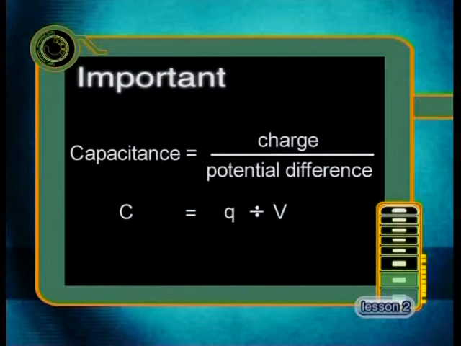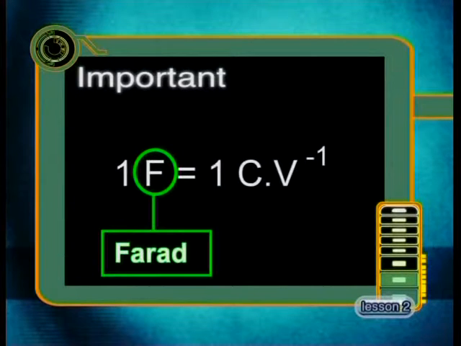The ratio between the amount of charge stored and the potential difference between the plates is called the capacitance, C, of a capacitor. The SI unit of capacitance is a farad, named in honor of Michael Faraday. 1 farad is equal to 1 coulomb per volt. 1 farad is an extremely large value of capacitance.